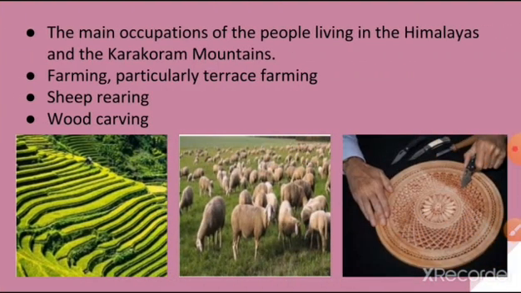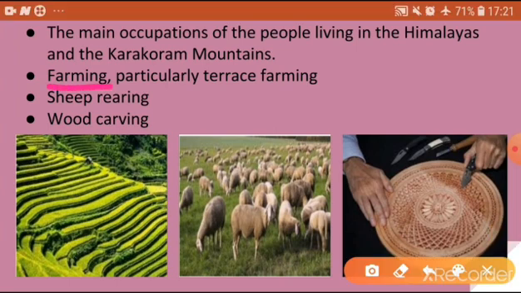Here, the main occupations of the people living in the Himalayas and the Karakoram mountains: farming, particularly terrace farming. So what is terrace farming? A terrace is a piece of sloped plain that has been cut into a series of successively receding flat surfaces or platforms. See, like this.